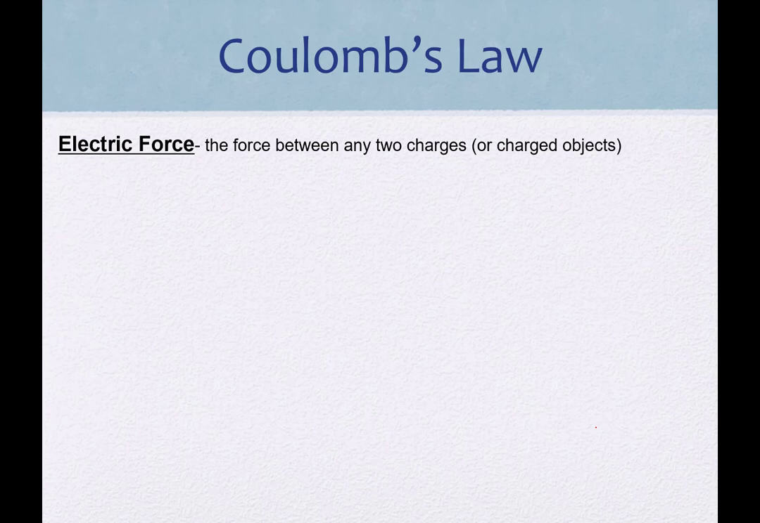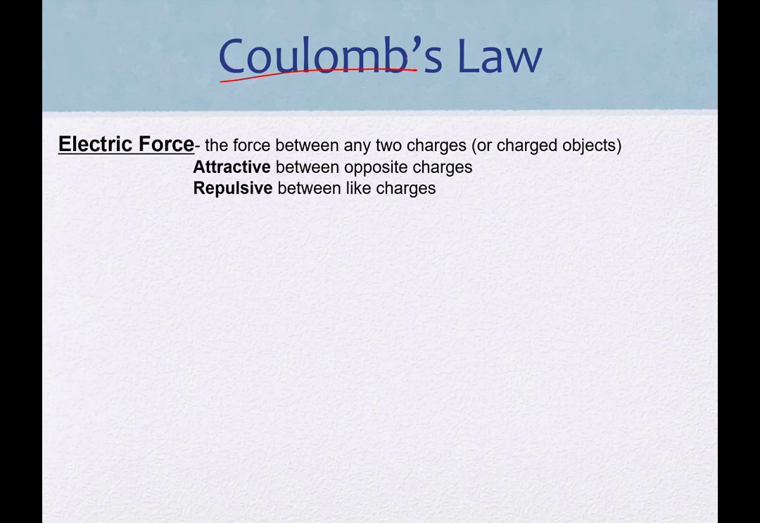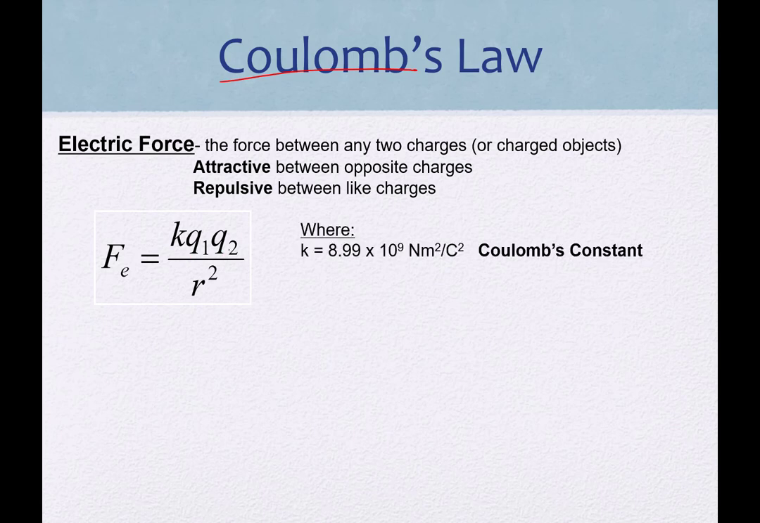We already stated that electric charges feel forces from other electric charges. And we call this force either the Coulomb force, as in this guy's name, Coulomb, or the electric force, the force between any two charges or charged objects. We know it's attractive between opposite charges, repulsive between like charges, and this is our equation for Coulomb's law. F equals k Q1 Q2 over r squared, where k is a constant of nature. It's 8.99 times 10 to the 9 Newton meters squared per Coulomb squared. It's called Coulomb's constant, or the Coulomb constant.